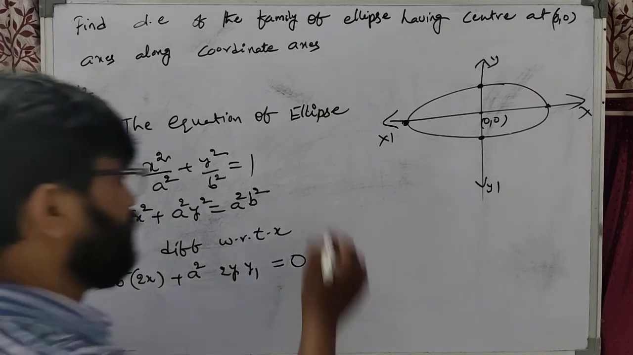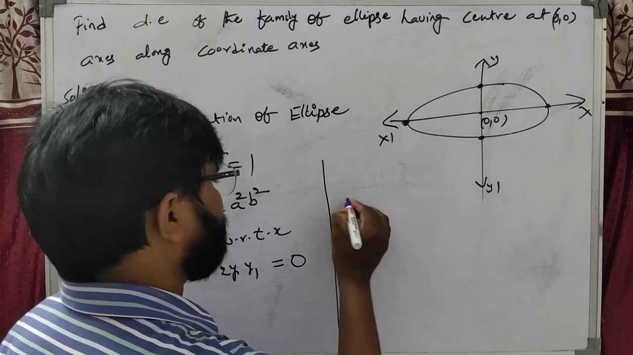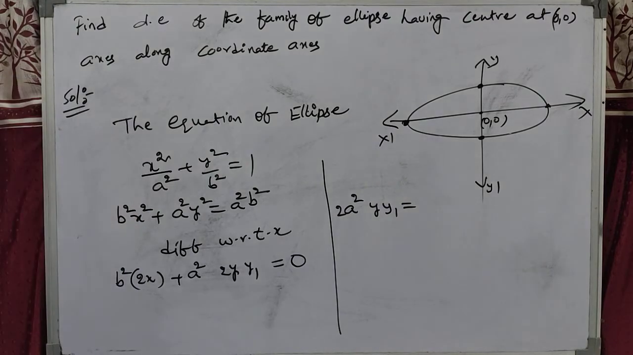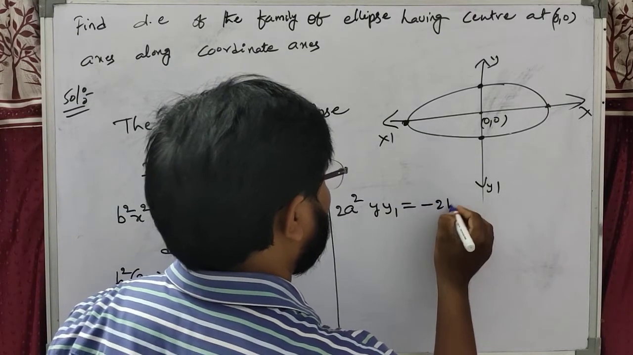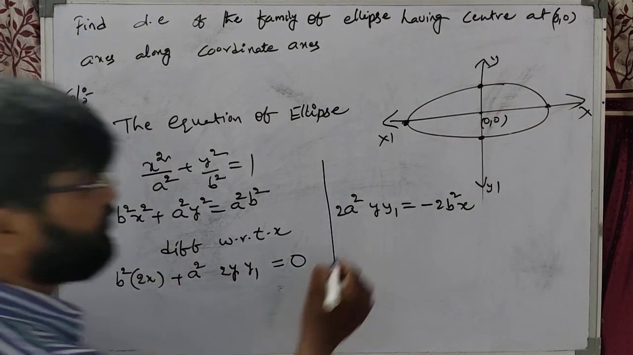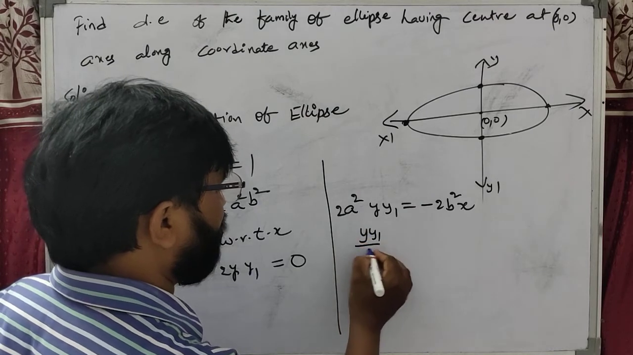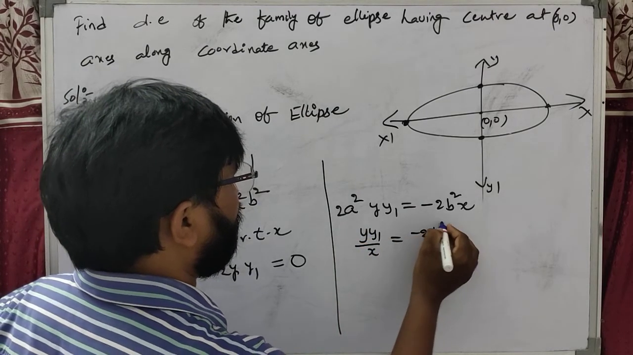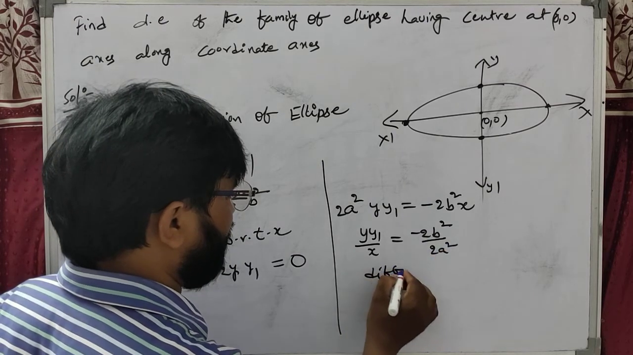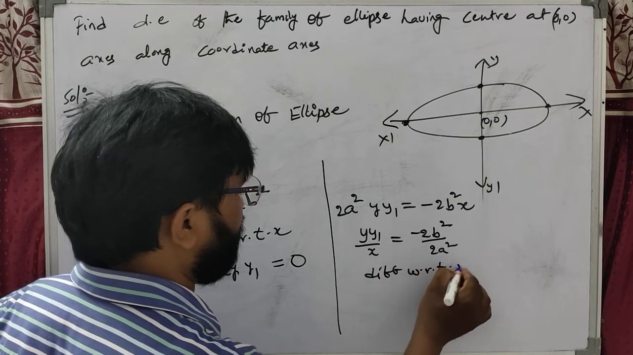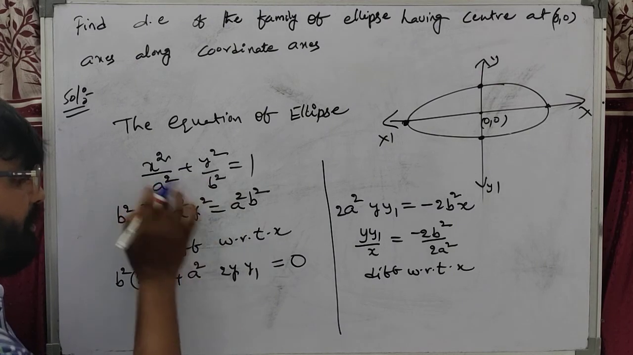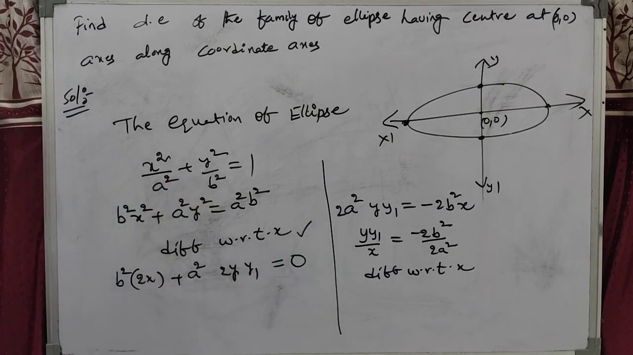Now we can write 2a square y1 equals minus 2b square x. This can be written as y1 by x equal to minus 2b square by 2a square. Dear students, again differentiating with respect to x. The two arbitrary constants are there, and already we have differentiated one time with respect to x.